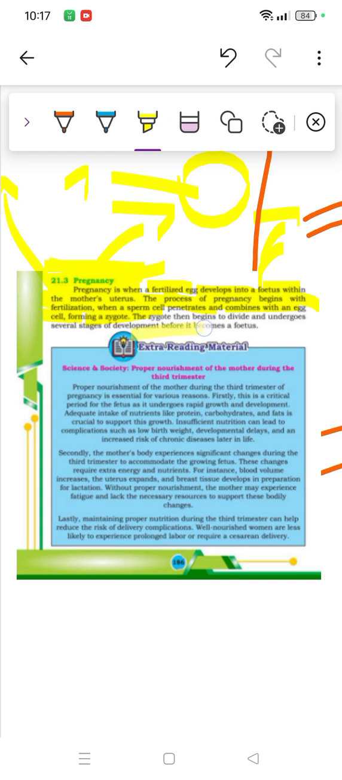Then the zygote begins to divide under several stages of development before it becomes a fetus. So the zygote will do such division and undergo such stages. Then that stage will simply become a fetus. So I hope it's clear.